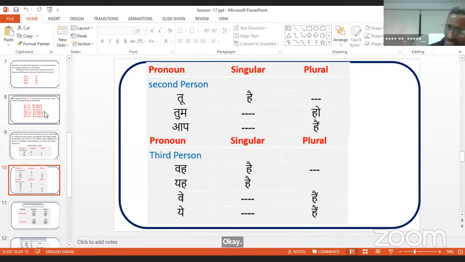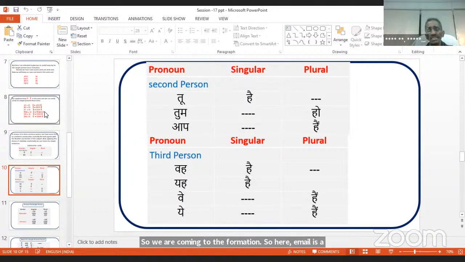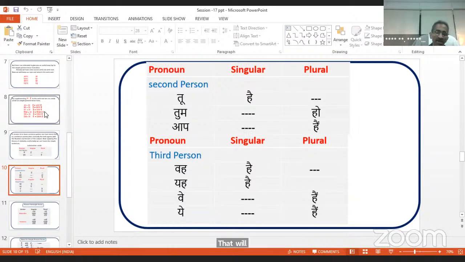We are coming to the formation. So here you may listen. Now the third person, that means woh, yeh, woh, yeh. Woh, yeh both are singular formation. Whenever these singular formations are there, it will be hai. When woh and yeh are plural formation, then it will be hain.